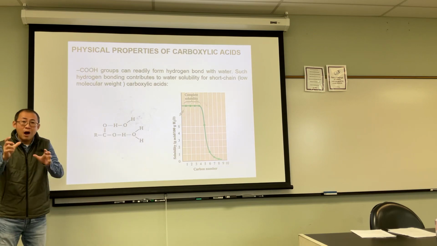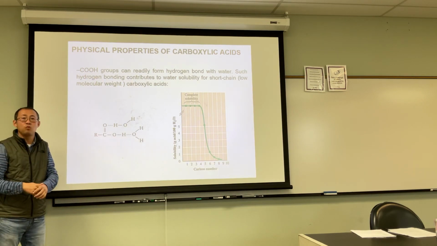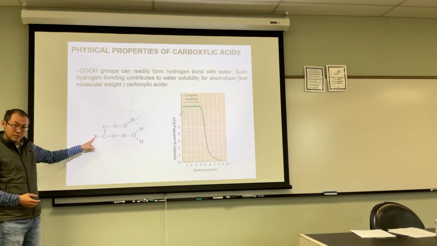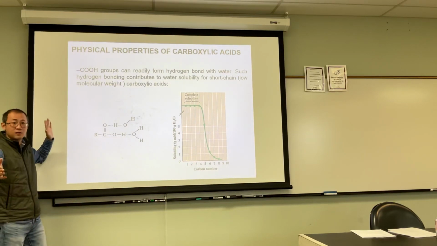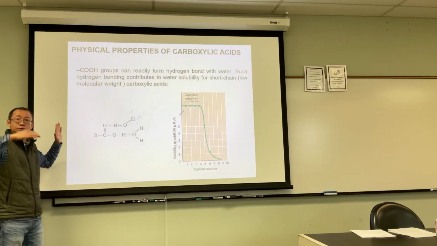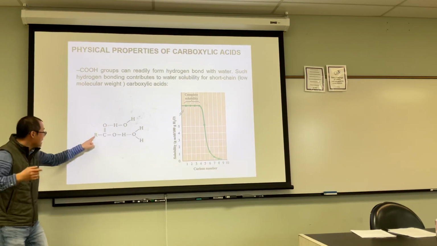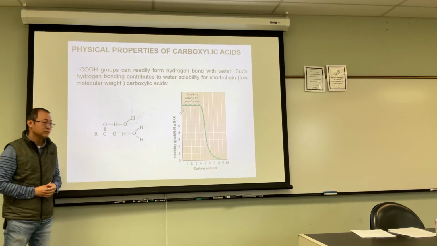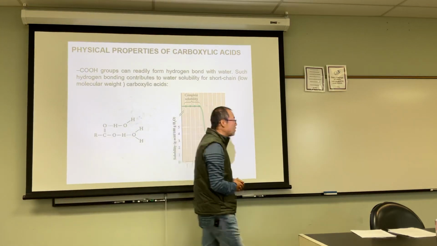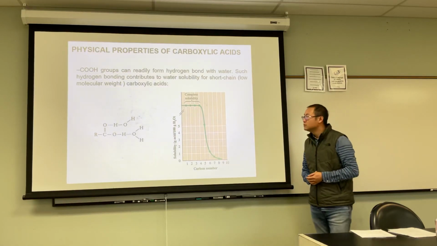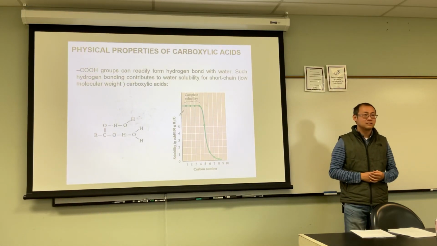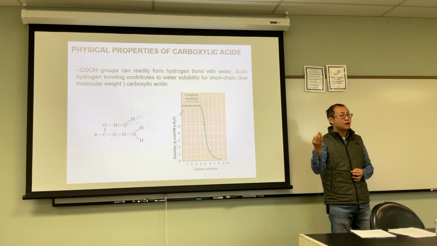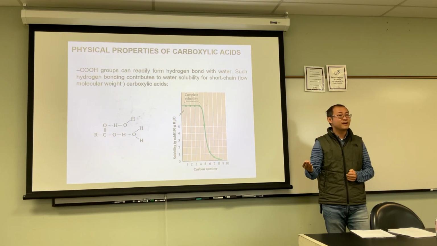The part that makes carboxylic acid water soluble is this part, nothing to do with the R group. So if the R group gets bigger, the molecule becomes more and more like it, and again, this part is hydrophobic. So that's all we need to know about physical properties. Three things. The odor: sharp, unpleasant, like vinegar, only stronger.